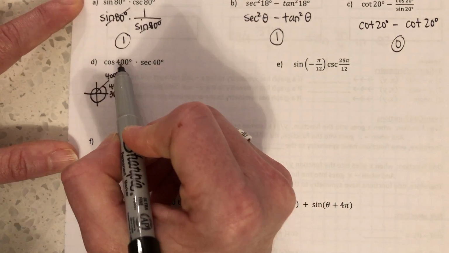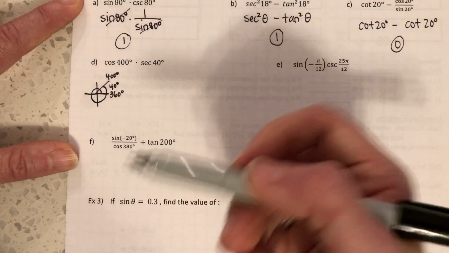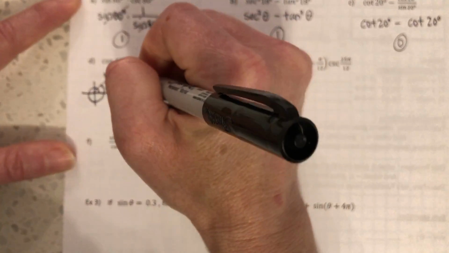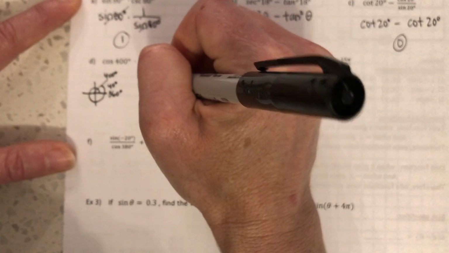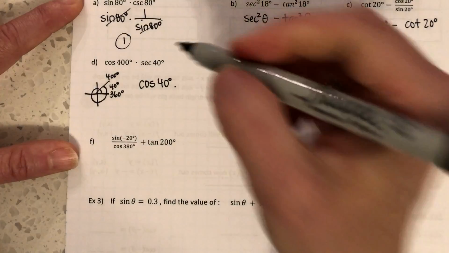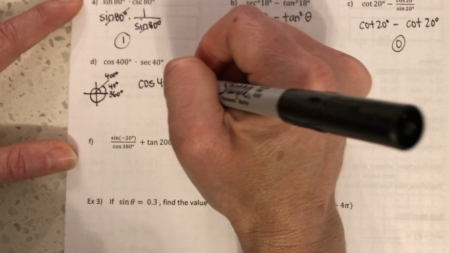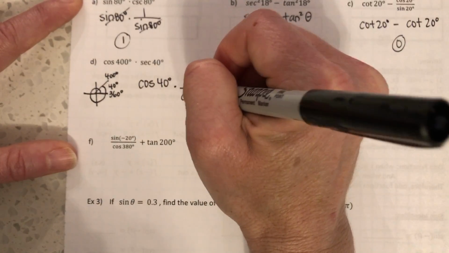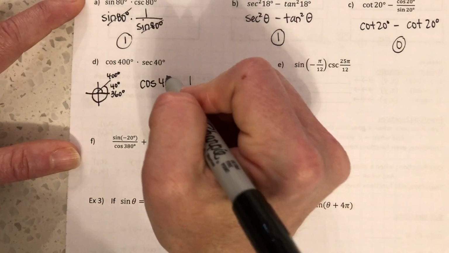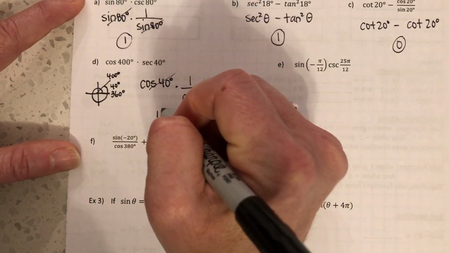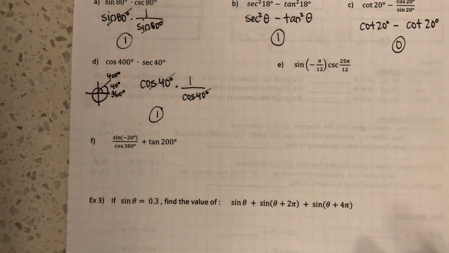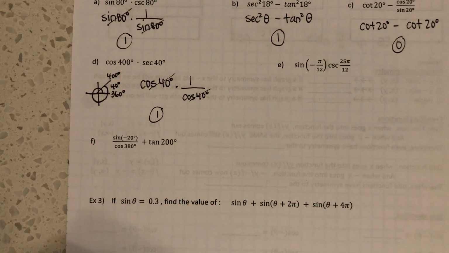So I can rewrite cosine 400 degrees in terms of his reference angle. Cosine 400 is the same thing as cosine 40 degrees. Times the secant of 40 degrees, that's the reciprocal of cosine. So I can rewrite him as 1 over the cosine of 40 degrees. And now what happens to a cosine on top and a cosine on bottom? They cancel. And I'm just left with 1. Okay? So sometimes you have to rewrite in terms of the reference angle to get that identity to play.